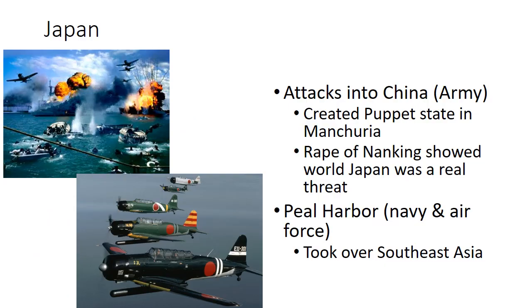So let's take a look now at Japan. Japan originally started to attack into China with its army, and created the puppet state in Manchuria. Then the eye-opener for the rest of the world was the rape of Nanking, which showed the world that Japan was a real threat.